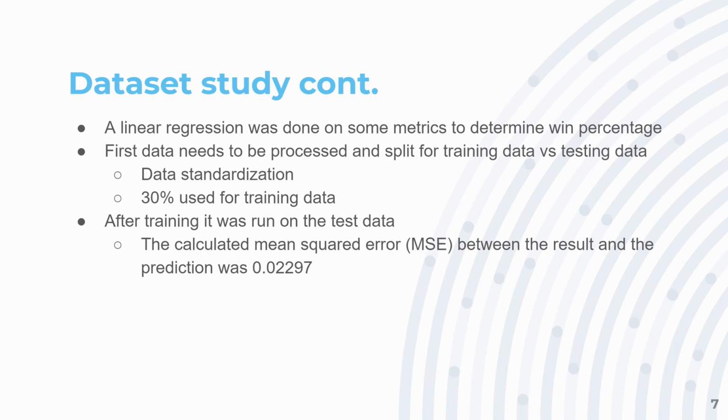So after we did this, we divided 30% of the dataset to be used for training the linear regression to predict the winning percentage, and then the rest was used for testing the data.